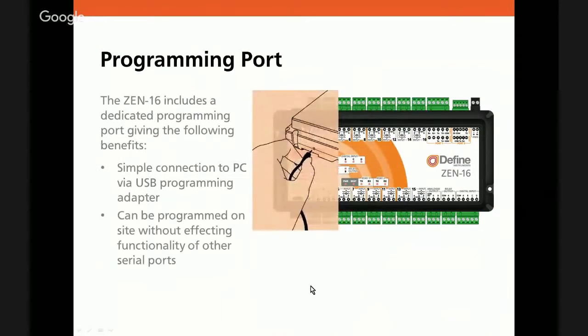The programming port on the Zen-16 allows our WorkBench application to connect directly to the Zen-16. The advantage is you can configure Zen-16s either offline before you ship, or when they're actually in the application, without needing to affect or disrupt your other two serial ports, which are probably working in your application. Through the programming port, WorkBench allows you to have a complete configuration of the Zen-16 and also to do data viewing and graphing and so on. The programming port is connected to your PC via a USB adapter, which is provided by Define Instruments.